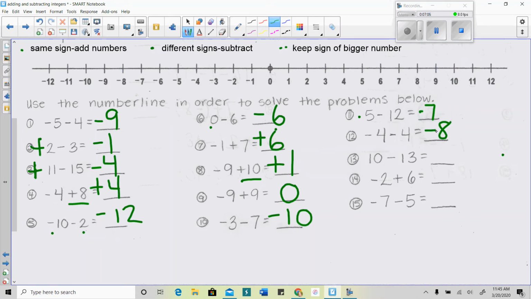Okay, the next one, that is a +10 and a -13. The signs are different, so 13 minus 10 is 3. Okay, and that would be a -3. The next one, the signs are different, so 6 minus 2 is 4, and the larger number is the positive, so it's going to be +4. And the last one, the signs are the same, so we're going to add those together and get a total of -12.